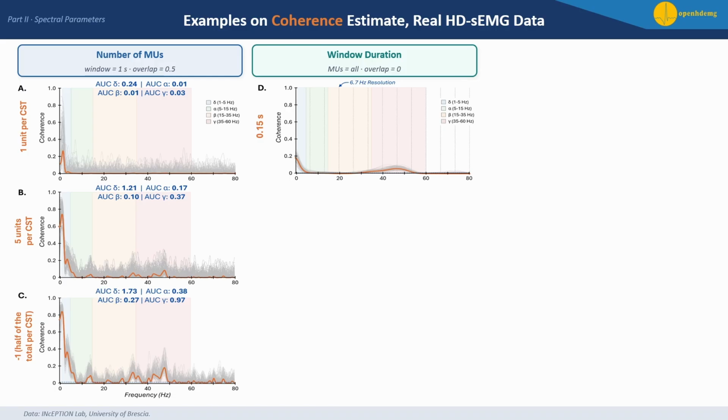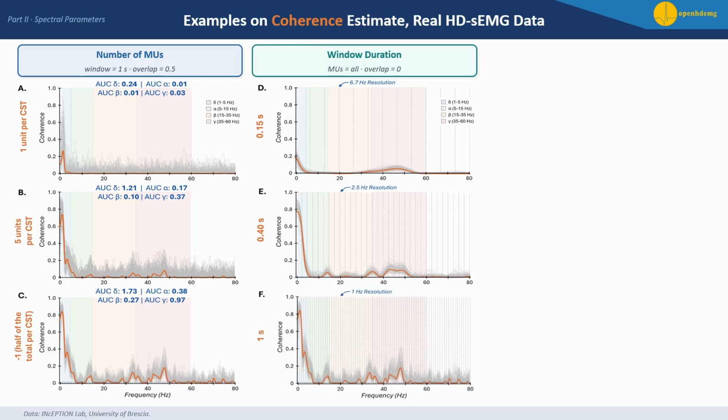which is not a really good estimate. But if we increase the time to 400 milliseconds, we can already see that it developed a lot. We have a good estimate, much higher, and the resolution gets better, at 2.5 hertz per point. Now, if we use 1 second of window duration, we have a pretty good estimate of the coherence, much more accurate with a higher resolution, and you can see more information from this curve.